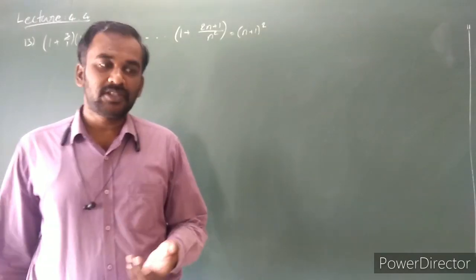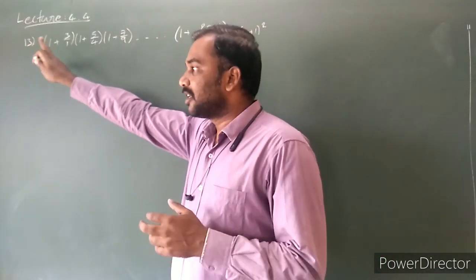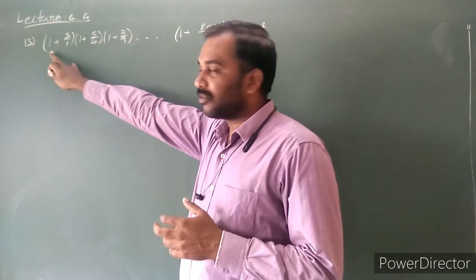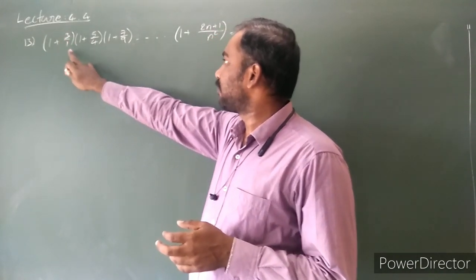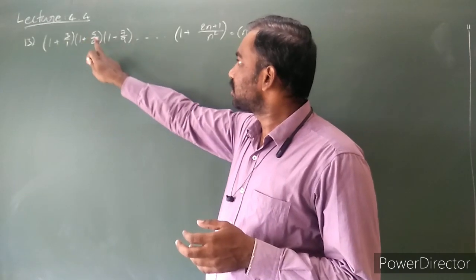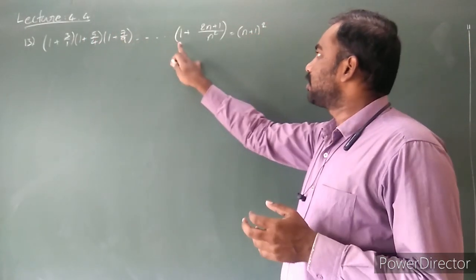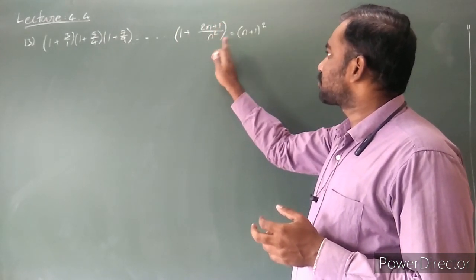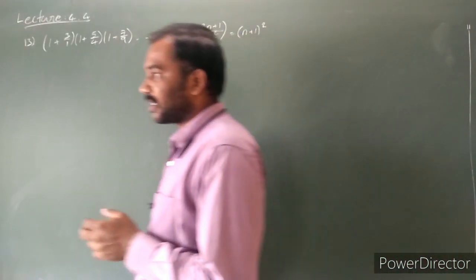Students, let us continue the next problem on the principle of mathematical induction in the exercise. Here, 13th problem of exercise 4.1: (1 + 3/1)(1 + 5/4)(1 + 7/9) and so on up to n terms, (1 + (2n+1)/n²). This LHS is equal to (n+1)² on the RHS.